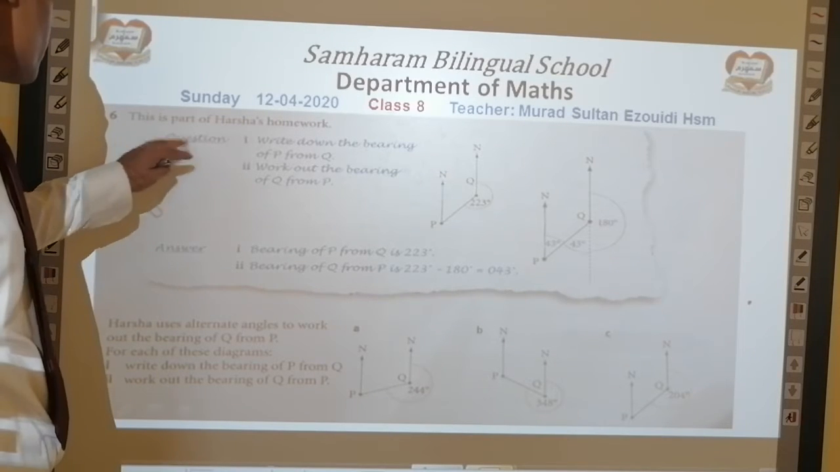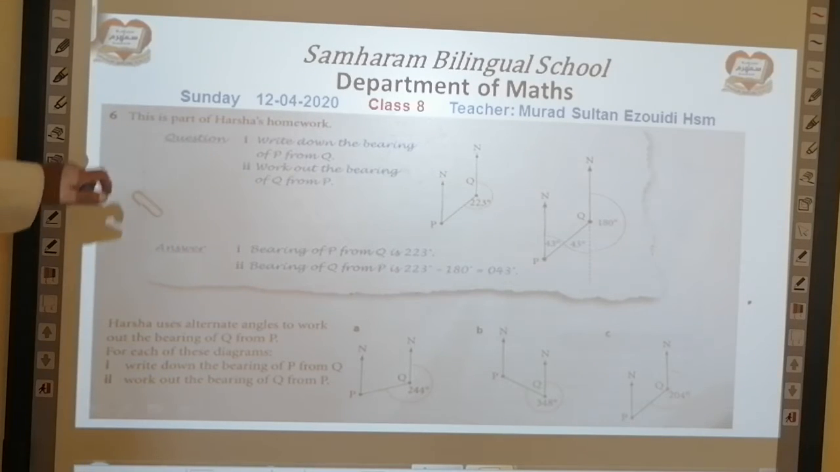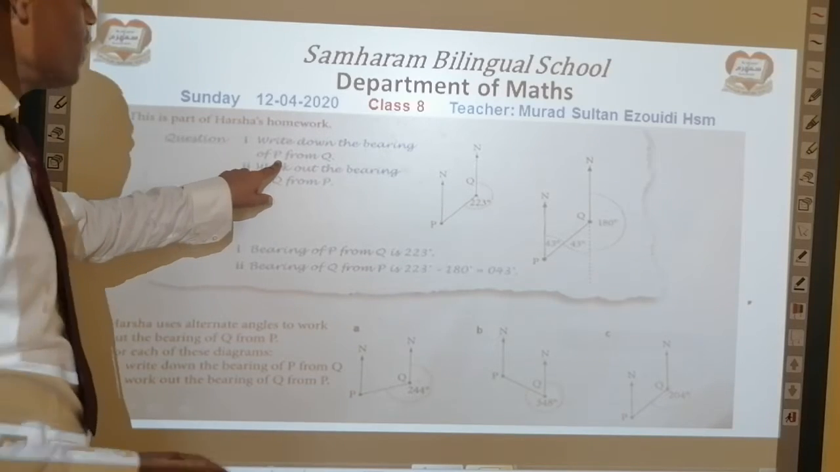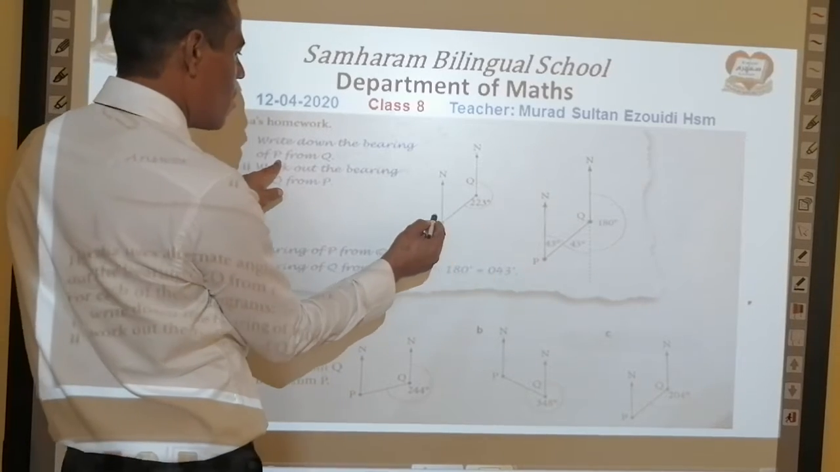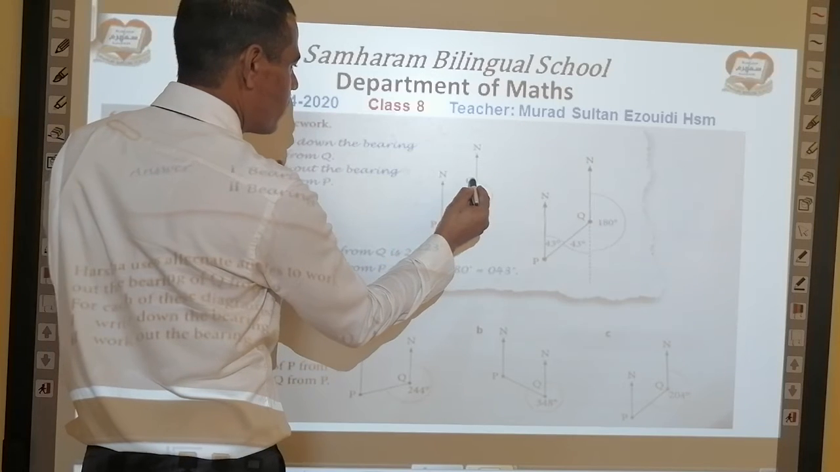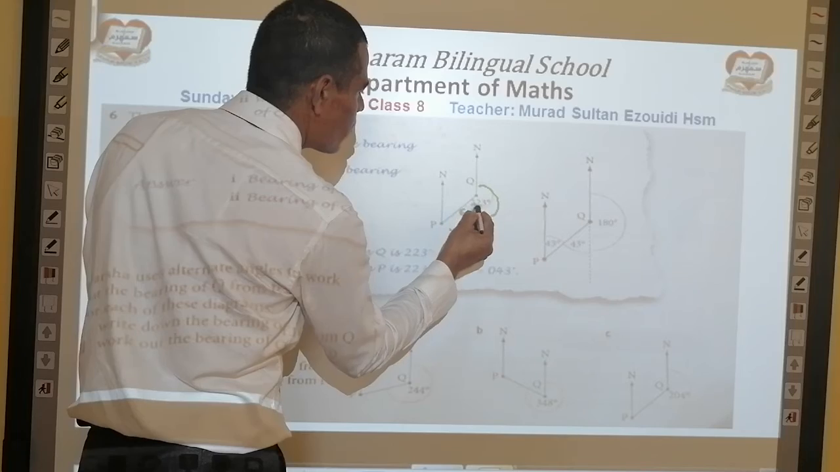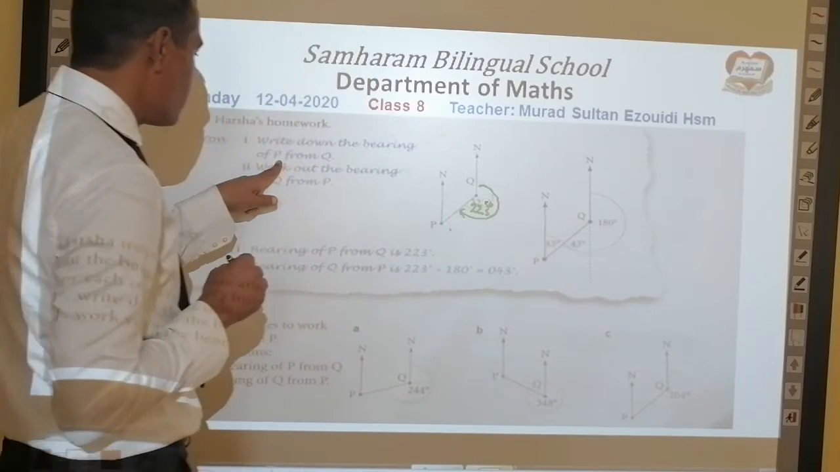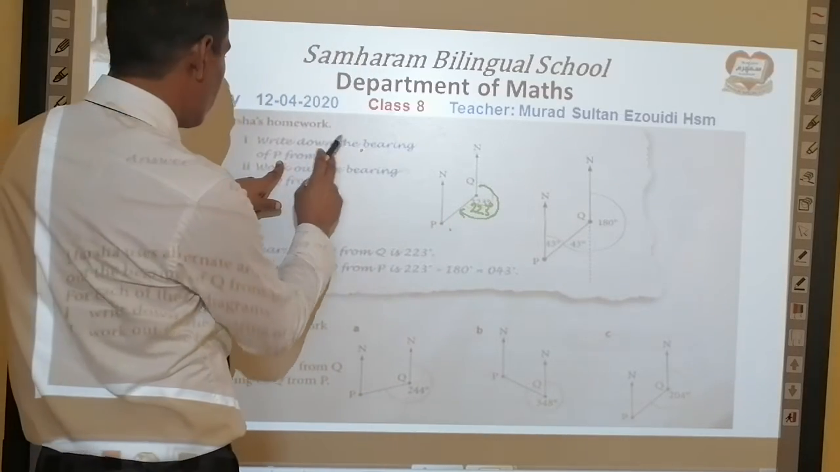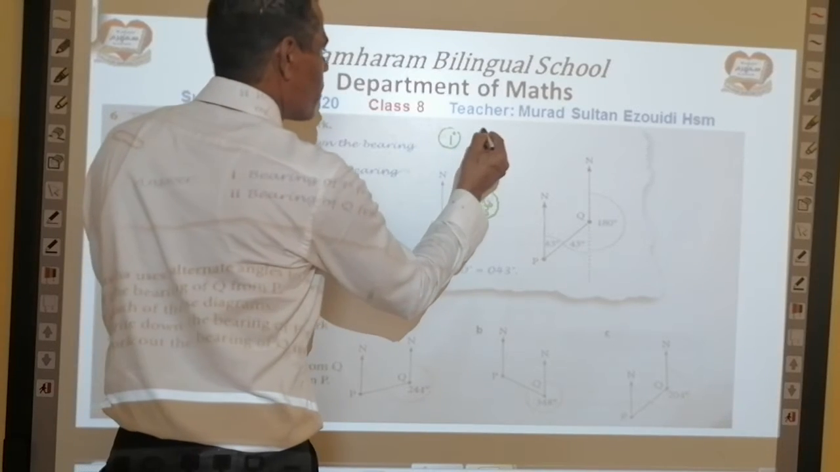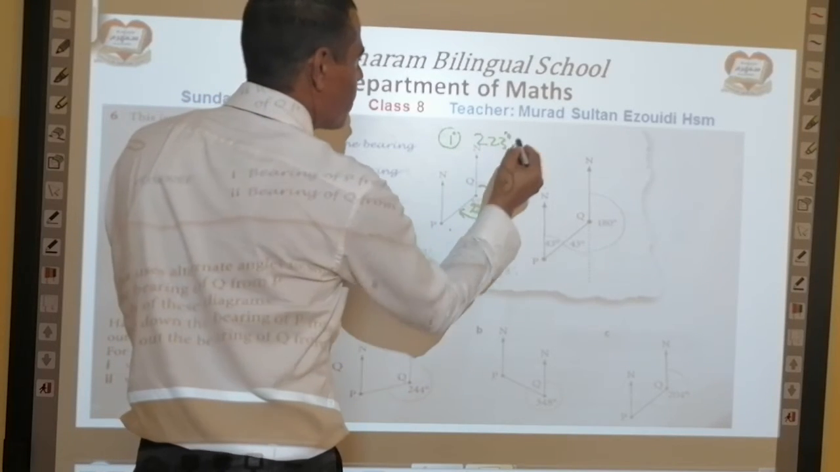The same here, okay, this is a part of Harsh's homework. Question: work down the bearing of B from P. The bearing of B from P, this one. All of this is 223 degree. So the bearing is what here? For small I, it is 223 degree.